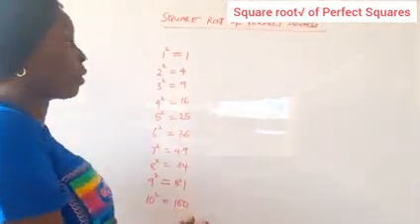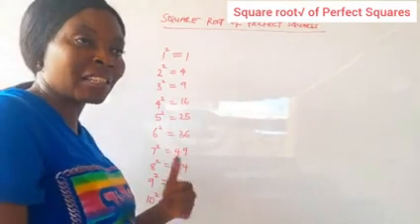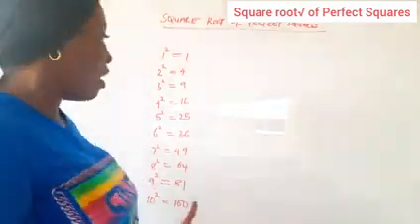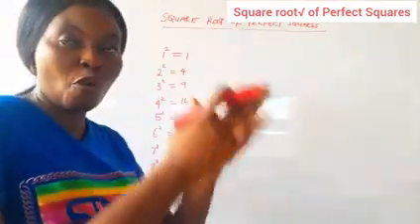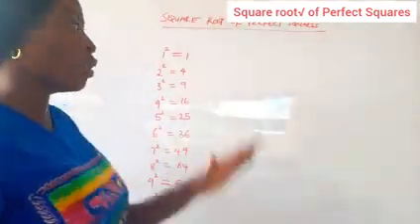Why are they perfect squares? Because you can look for the exact square root of the numbers. You can look for the exact square root of 16. The square root of 16 is 4. 4 times 4 is 16, so they are called perfect squares.